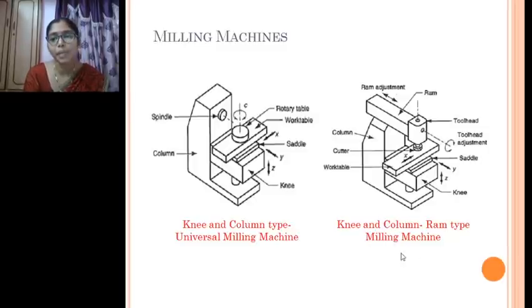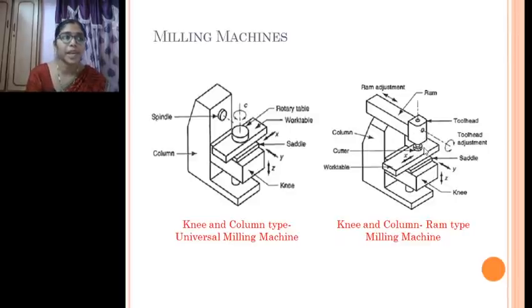And we have the ram type machine, where instead of an arbor we have a ram on which the tool is mounted, which has a swiveling head. We can adjust the tool movements.